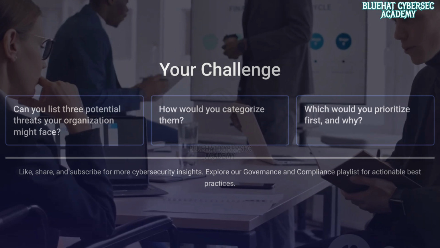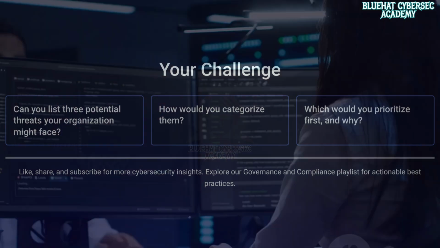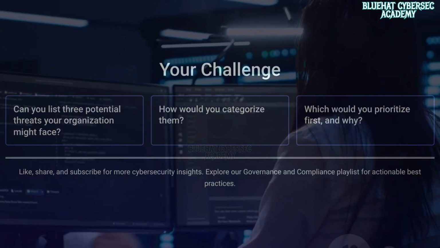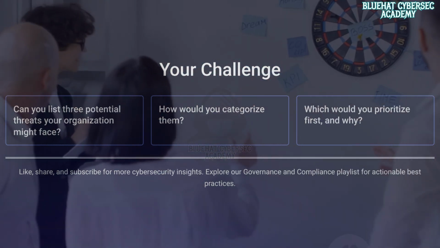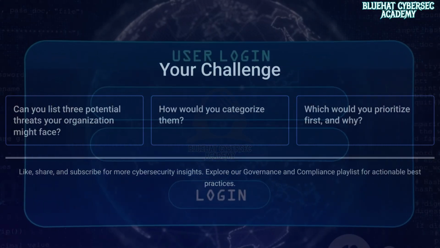Now, here's a challenge for you. Can you list 3 potential threats your organization might face? How would you categorize them in a threat register? And which of those threats would you prioritize for mitigation first? And why? Write your answers in the comments.